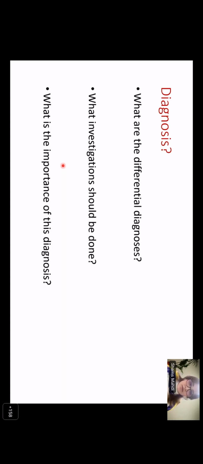Okay, so what do you think the investigations should be done at this stage? So what I need to do is to look for these translocations and the fusion proteins with conventional karyotyping and FISH study and PCR.